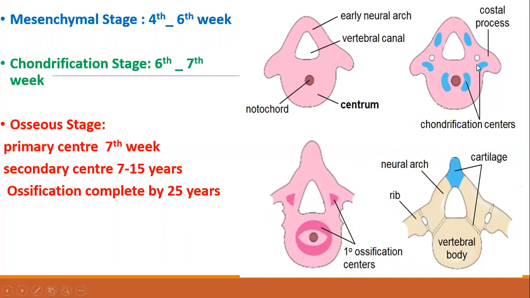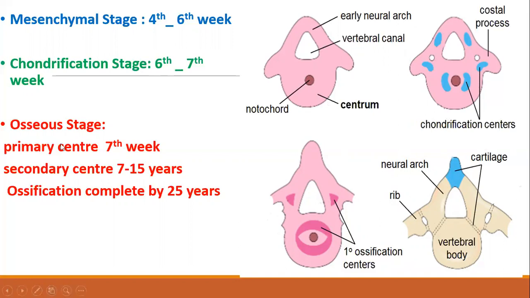And this vertebrae is going to develop, ossify, by endochondral process. In endochondral process, mesenchyme first condenses, then hyaline cartilage models are going to appear, and these cartilage models are going to ossify and give you a bony structure. So chondrification centers appear by 6th to 7th week of intrauterine life.